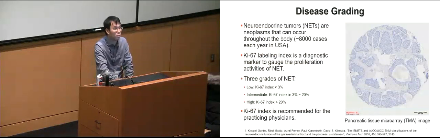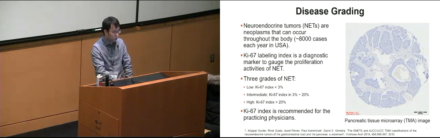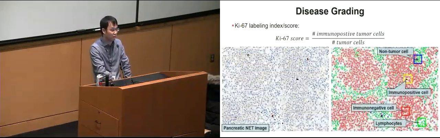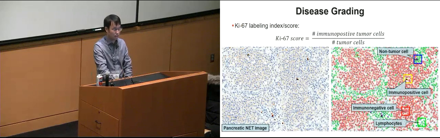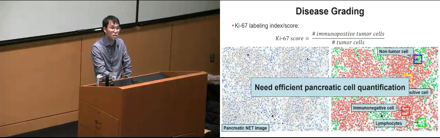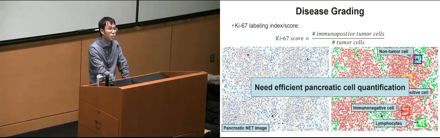This is one of the biomarkers that can be used to determine the stage or the grade of the tumor. If it is less than 3%, it will be low grade. If it is larger than 20%, it will be high grade. So in order to calculate this biomarker, which is defined in this equation, the number of immunopositive tumor cells over the number of total tumor cells. Again, we need to quantify and differentiate all the cells in these images. We need to classify the non-tumor cells, including the lymphocytes as well as the stroma cells. We need to classify the immunopositive and the immunonegative tumor cells as well.